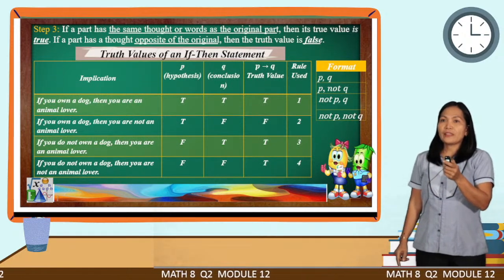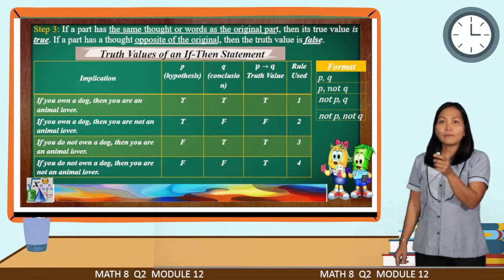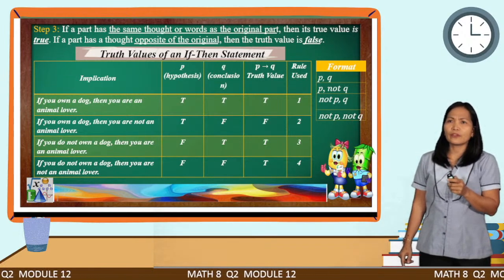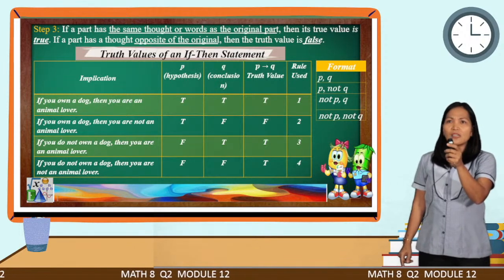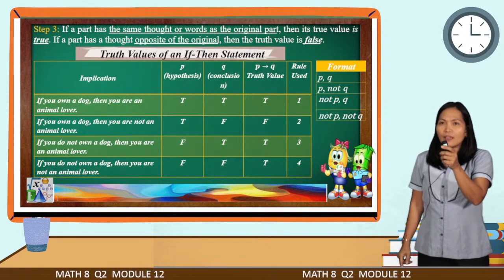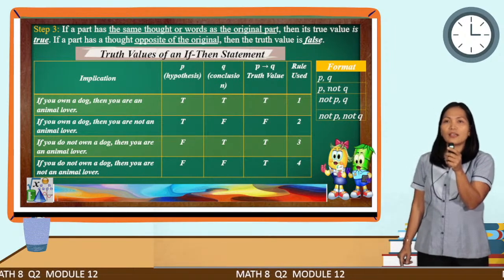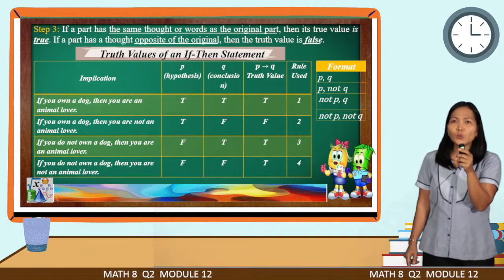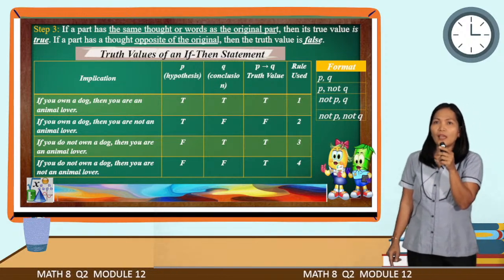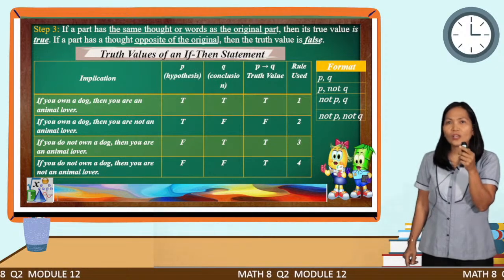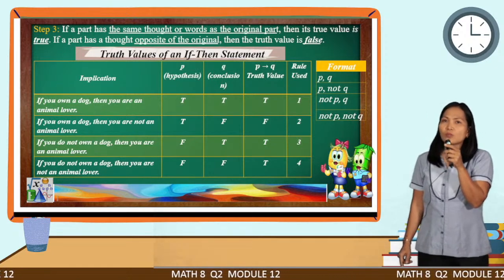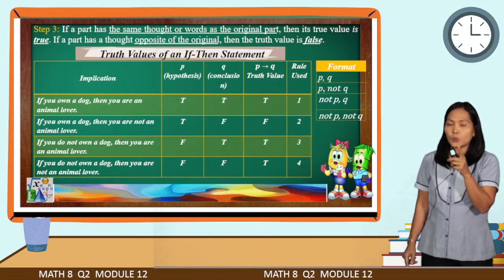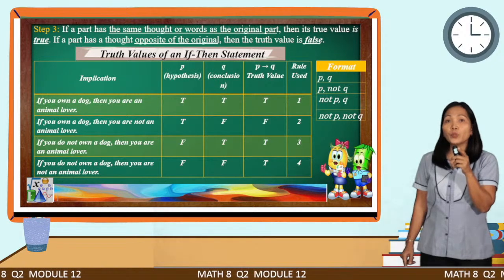So, putting that for that implication, first, if you own a dog, then you are an animal lover. The hypothesis, as you can see, has not changed the thought. So, it's true. The same is true with the conclusion. It has the same thought as that of the original. So, what is our conclusion? What is the decision for that implication? It's true. And we use rule 1.